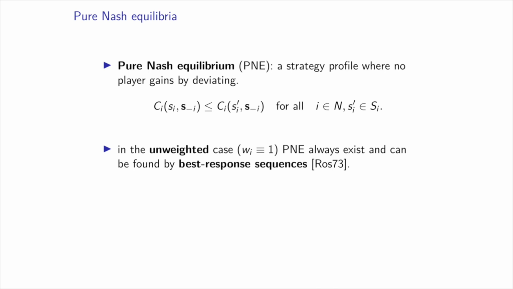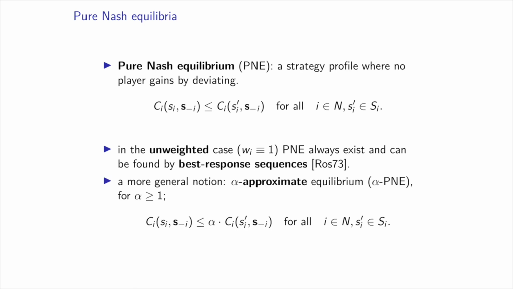Therefore, it makes sense to relax our notion of equilibrium. For example, we could think of mixed Nash equilibria, where players are allowed to randomize over the strategies. For the purposes of this talk, we'll actually look at the notion of approximate equilibrium, or alpha PNE. This means that even though a player may not be playing their best strategy, the cost that they incur is actually within a factor of alpha of the best possible cost.